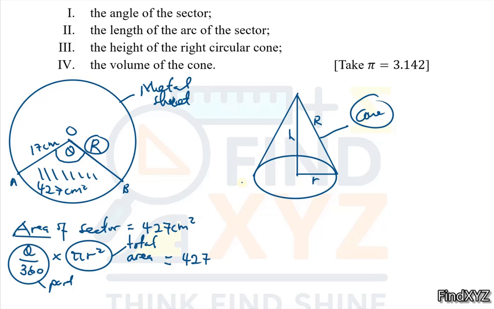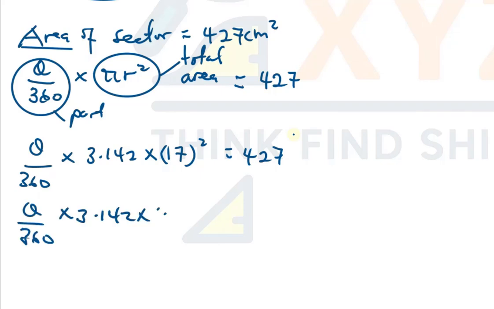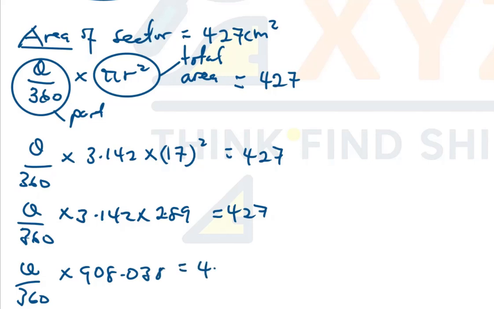So let's substitute in our values. We are given pi to be 3.142 and we know the radius to be 17 centimeters. So we say theta over 360 times 3.142 as pi times a radius of 17. Then we square the radius. This should give us 427. Then we can simplify. So 17 squared will give us 289. Then let's simplify everything. So 3.142 times 289 will give us 908.038. Everything should give us 427.